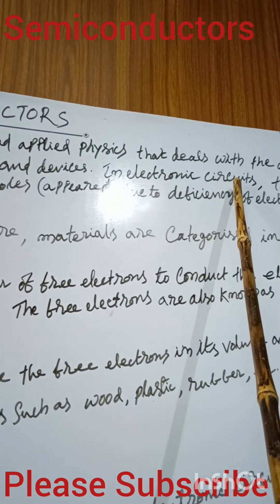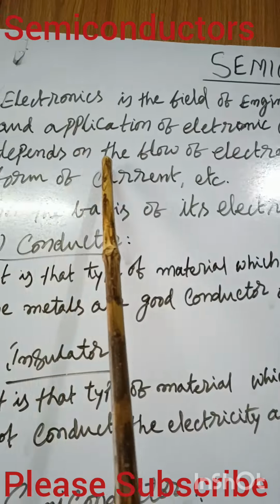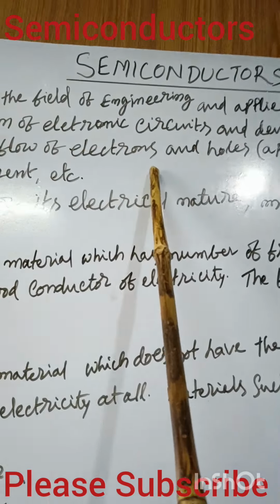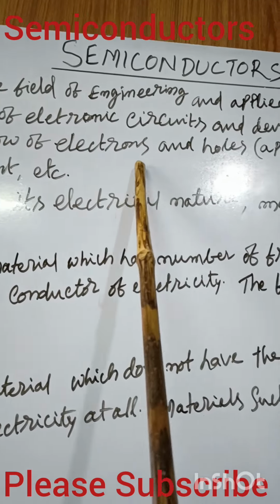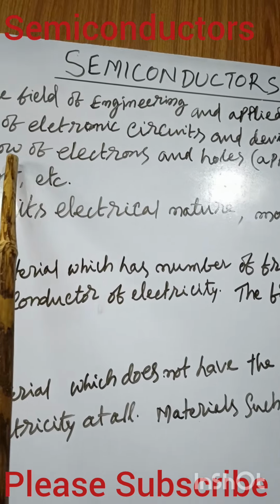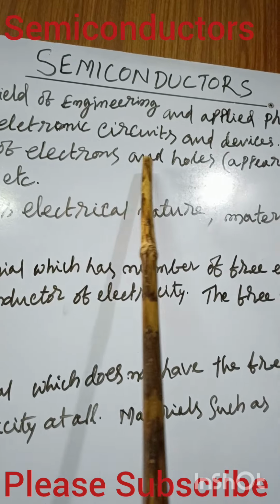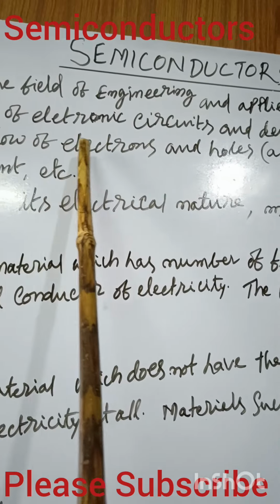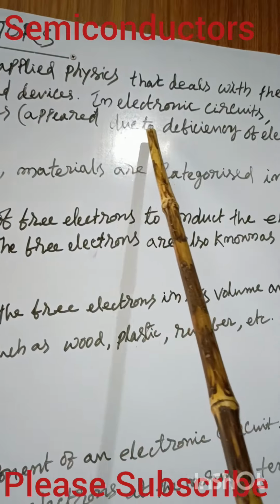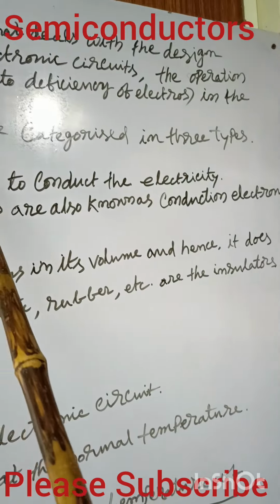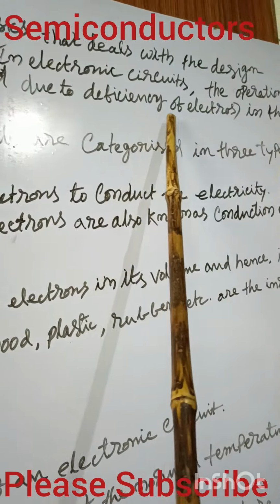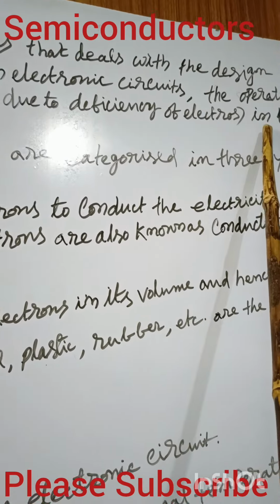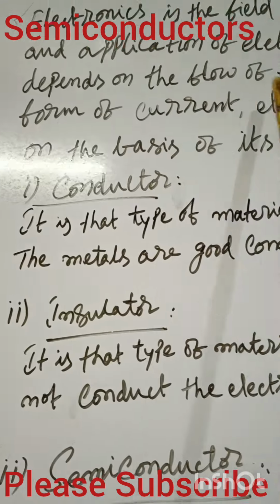In electronic circuits, the operation depends on the flow of electrons and holes. Normal conduction is different, and this electronic semiconductor current flow is different. That's why you are going to study electrons and holes in this course. Their current flow takes place by electrons and holes. A hole appears due to a deficiency of electrons. So a deficiency of electrons is known as a hole in the flow of current.